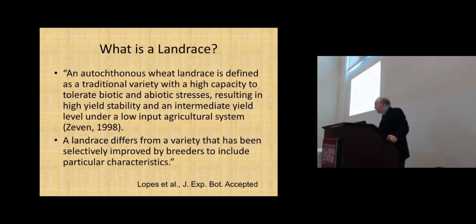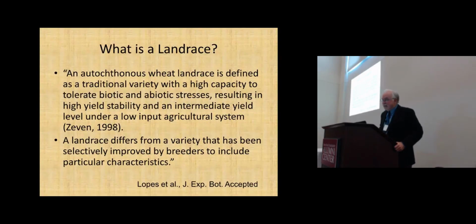Every talk you have to learn a new term, right? So what is a landrace? An autochthonous wheat landrace is defined as a traditional variety with a high capacity to tolerate biotic and abiotic stresses, resulting in high yield stability and an intermediate yield level under low input agriculture.